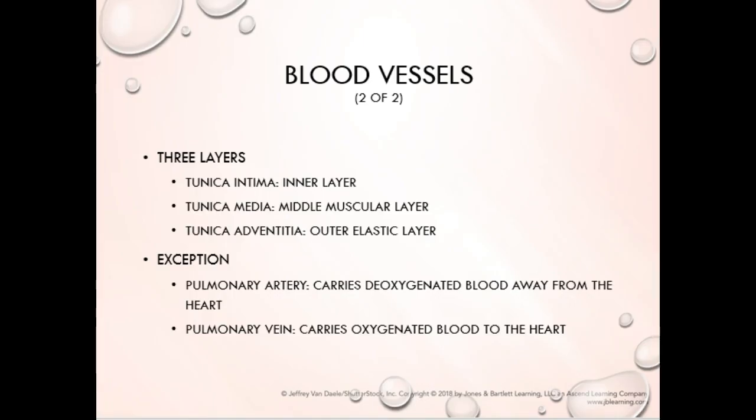When we talk about the blood vessels themselves, if we were to take a blood vessel and cut it and look inside of it like a tube, the inner layer is the tunica intima, the middle layer is the media, and the outer elastic or connective tissue layer is the adventitia. So 1, 2, 3 are those layers. I have a picture of it, and I'm going to tell you the difference between arteries and veins in the next slide. Now, here's your exception. The pulmonary artery carries deoxygenated blood away from the heart. The pulmonary vein carries oxygenated blood to the heart. So just make note of that difference.